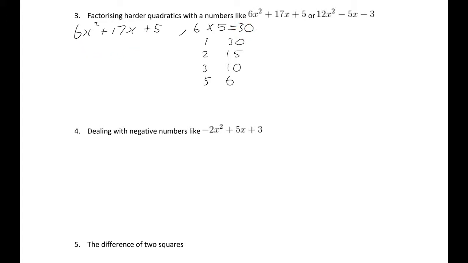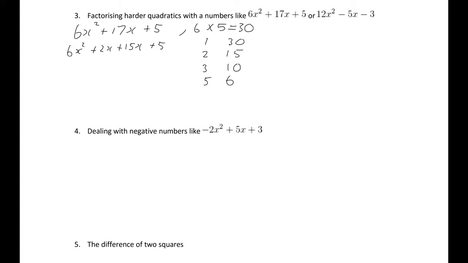Now this was a positive 6 times a positive 5, so it goes a positive 30. The fact that it's positive means we're going to have this number here plus that number there, and it needs to make 17. So 30 plus 1, no. 15 plus 2, oh, that'll work. And just to show you, none of the others actually work. 10 plus 3 is not 17. 5 plus 6 is not 17. So, we write it out again. The 6x squared hasn't changed. Instead of 17x, we write it as plus 2x plus 15x, and the plus 5 hasn't changed.